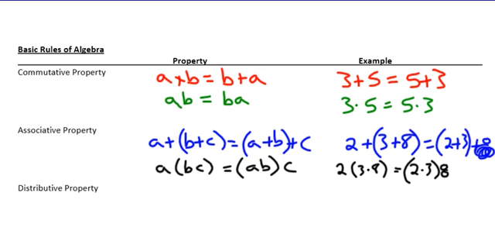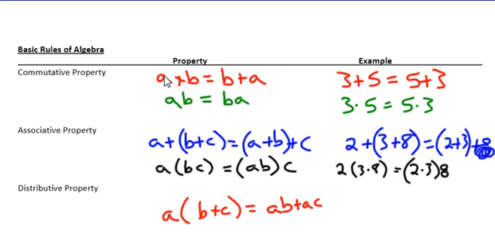The distributive property is extremely common. If we put it in terms of letters, the distributive property is A times the quantity B plus C is equal to A times B plus A times C.